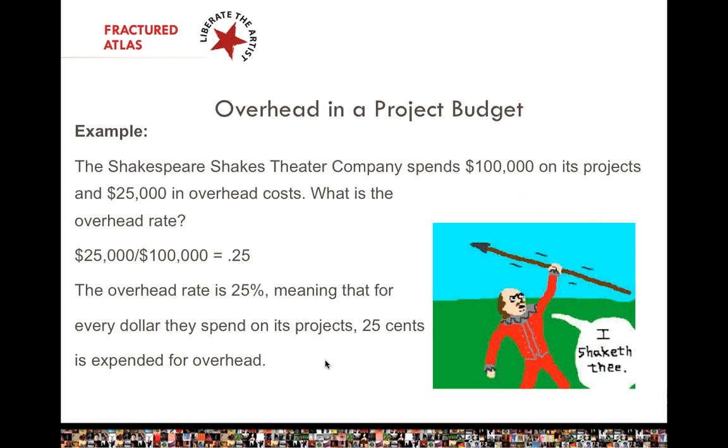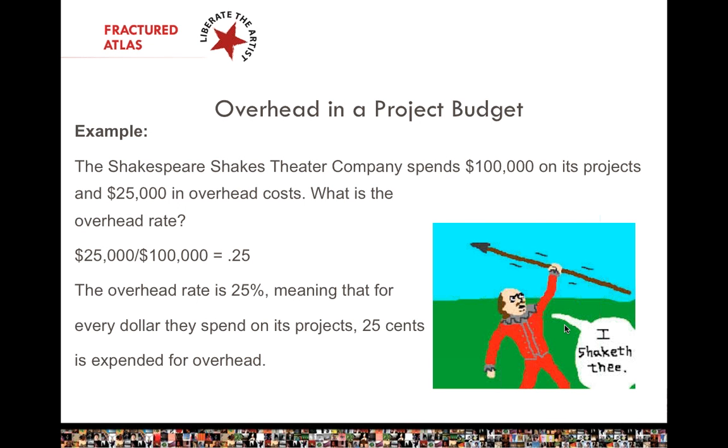So I have an example up here of the Shakespeare Shakes Theater Company, and they spend $100,000 on their projects and $25,000 in overhead costs. So what's the overhead rate? And I'm going to talk about what this means a little bit, but I wanted to give you this example here.